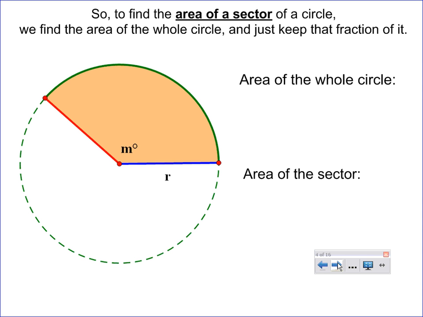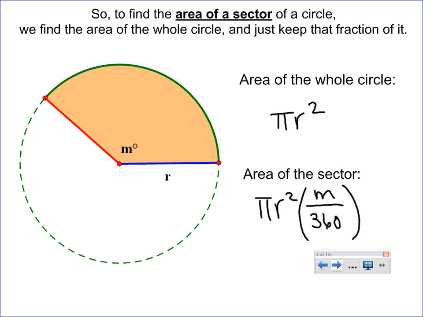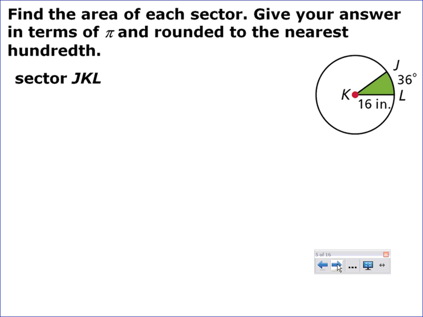To find the area of a sector, we find the area of the whole circle and just keep that fraction of it. So the area of a circle, remember, is pi times radius squared. So the area of a sector is the area of the circle times the degrees out of 360 that that sector takes up. So it's that fraction of the circle. So this part right in here, okay? Okay, we're going to apply it to a couple of problems.